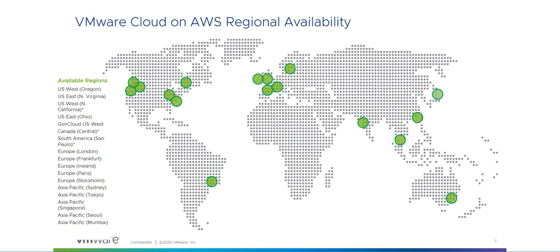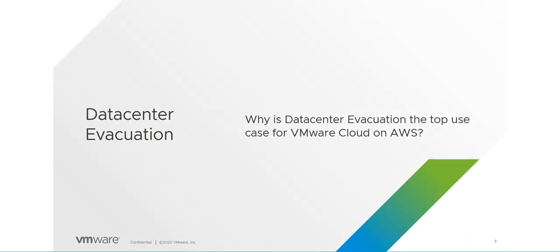So we have a very good coverage map across the globe for this service. And we're committed to where AWS goes, where AWS puts regions in place. We plan to be there as well. So with that, let me turn it back over to Paul Gifford, and he will talk a little bit deeper about the data center evacuation use case.